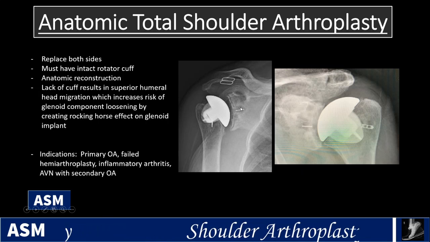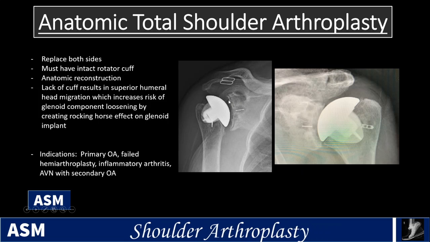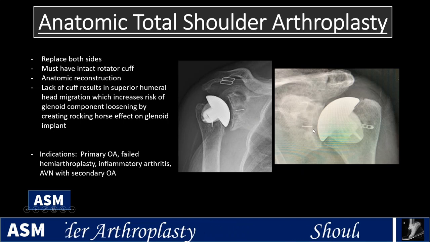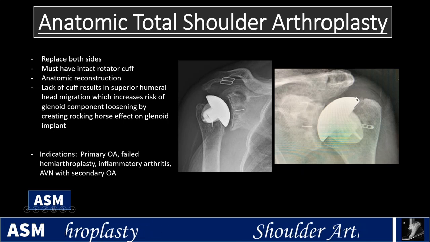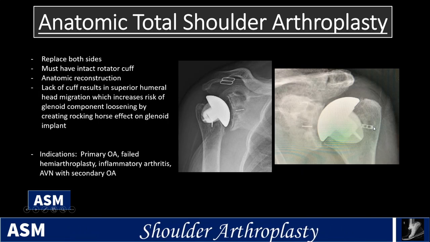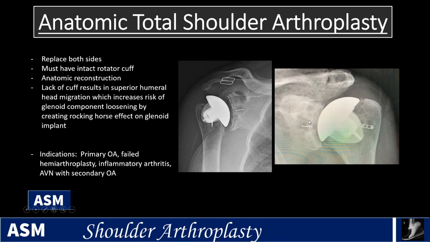Sometimes they're cemented, sometimes they're not. This one looks like it's probably starting to loosen a little bit. The humeral components here, you want to restore the normal anatomy. So the humeral component should be the same size as what the native humeral head looked like. If it's too big or too small, it may predispose to failure.